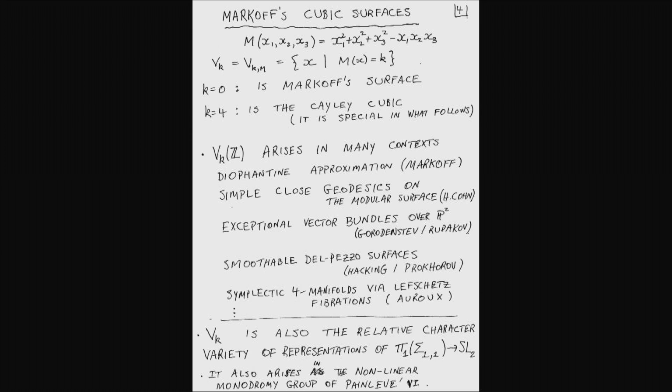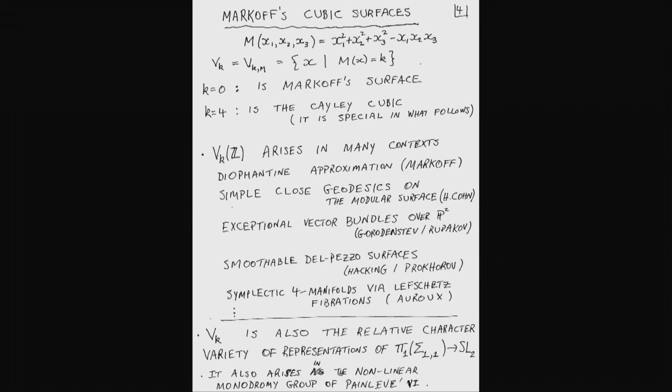All right, so the form is the sum of 3 squares minus the product of 3 numbers. That's a cubic form, and I want to understand m equals k. So the form, instead of being the cubic form, sum of 3 cubes, is this form. The case k equals 0 is called the Markov surface. I'll tell you more about it in a minute. The case k equals 4, if you homogenize it, is the famous Cayley cubic.